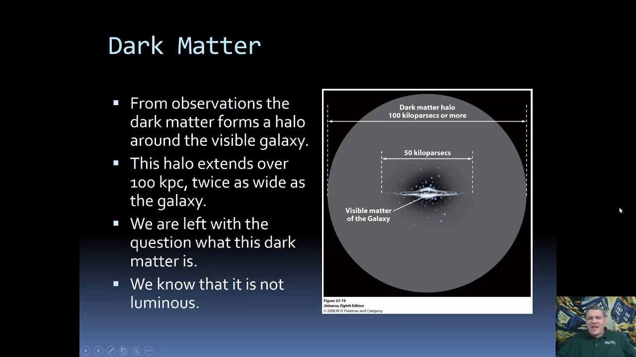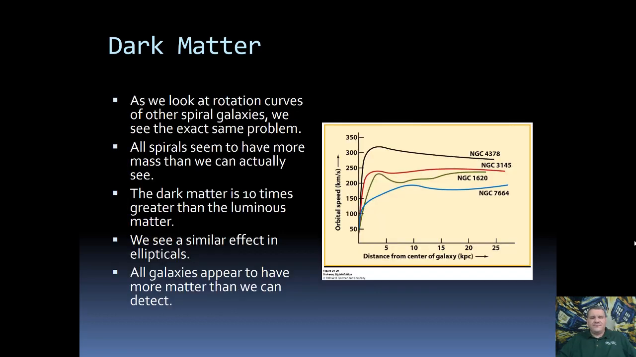Now, one thing that we can say for certain about dark matter is that it is not luminous, luminous meaning it's giving off light. If there's this much of it, and it's surrounding us, and it was giving off light, it would be easily noticeable. And yet we don't see it, so we can be certain that it's not giving off light.